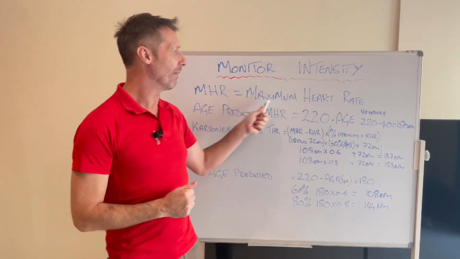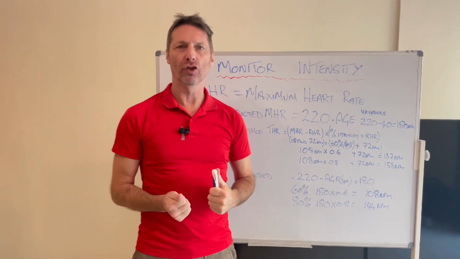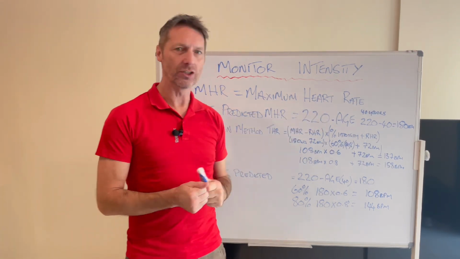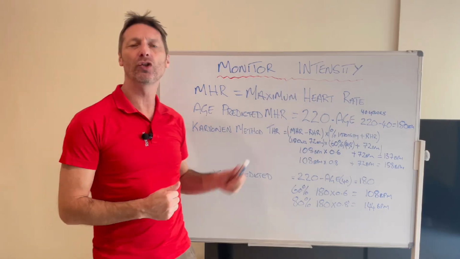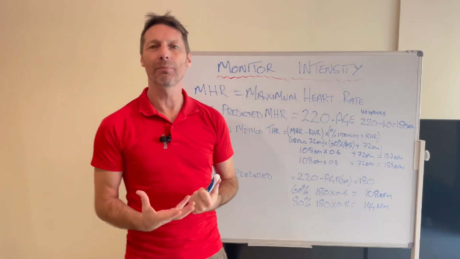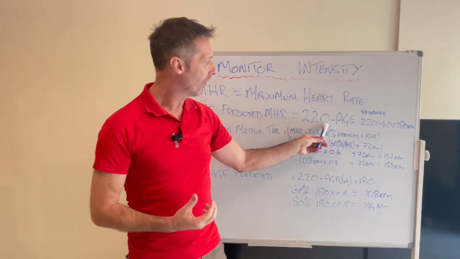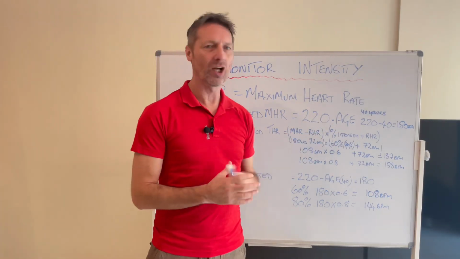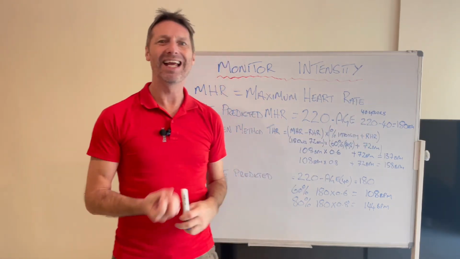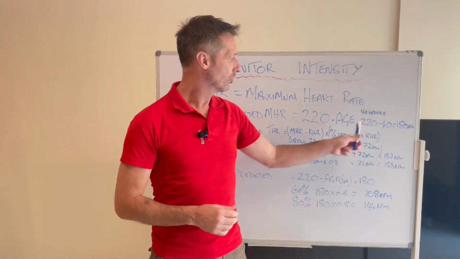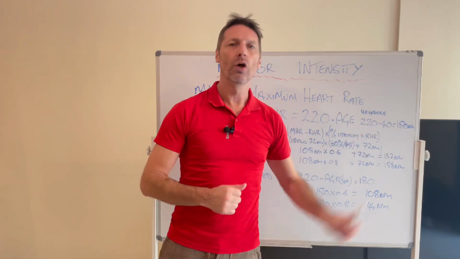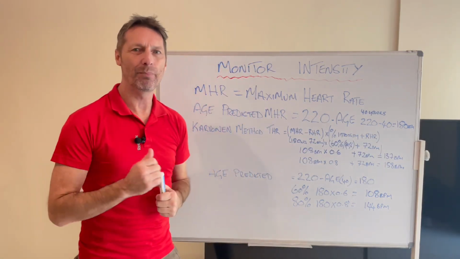Remember, we can look at the maximum heart rate of your client. So MHR, meaning maximum heart rate. We can do this 2 ways. We can use the age predicted maximum heart rate, which is a simple mathematics equation of 220 minus your client's age. So for example here, we've used a client with the age of 40 years old. So it's simply 220 minus 40 equals 180 beats per minute.